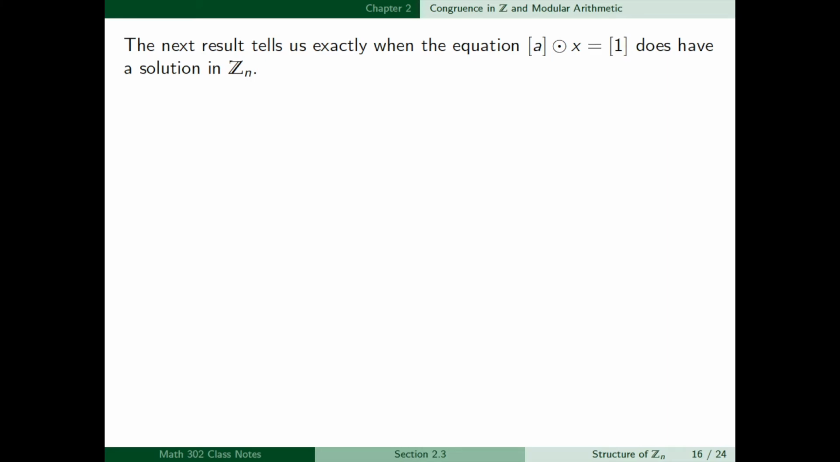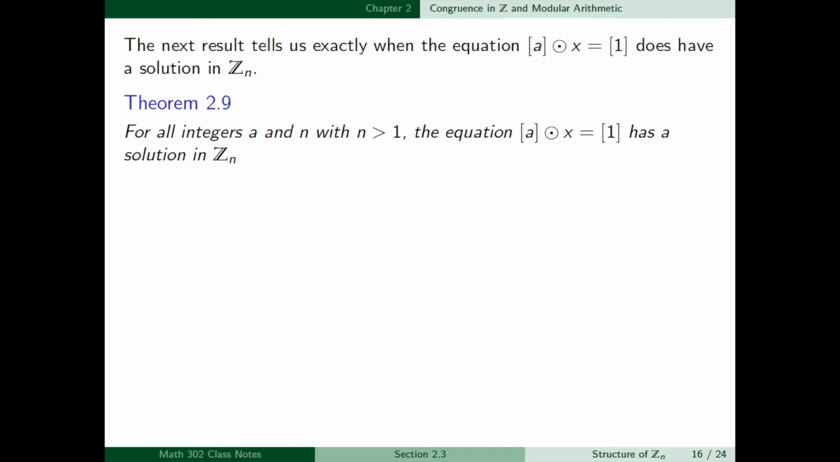Now the next result tells us exactly when the equation a times x equal 1 does have a solution in Z sub n. So this is Theorem 2.9. And this says, for all integers a and n with n greater than 1, the equation [a] times x equal [1] has a solution in Z sub n if and only if the GCD of a and n is equal to 1 in Z. So the equation now involves congruence classes, but you have to keep in mind that a and n are both integers.